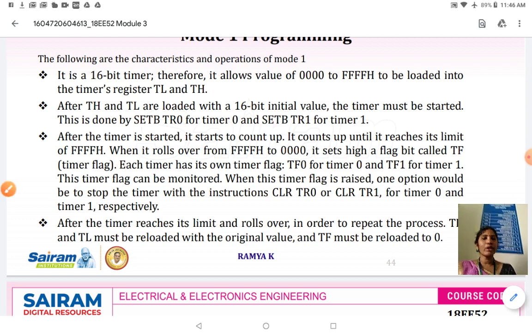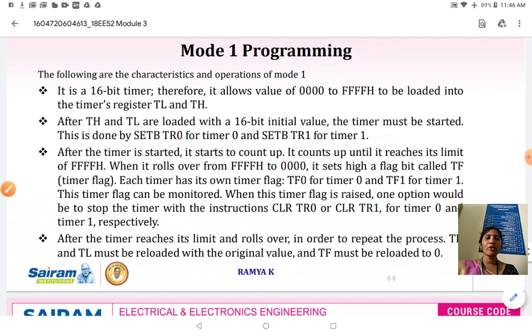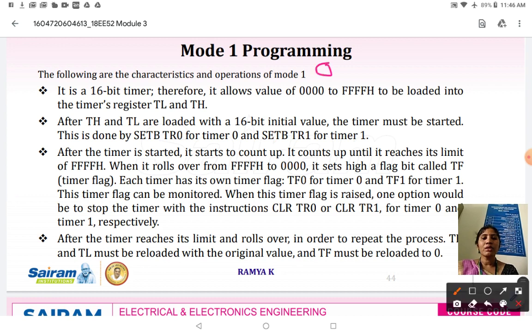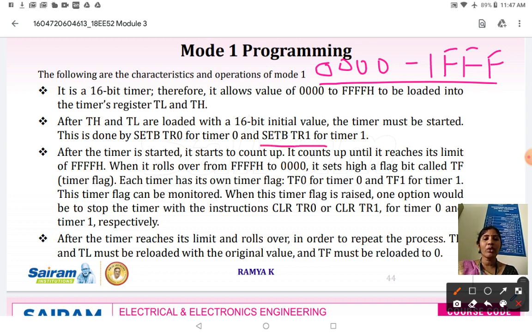First, we decide whether we are going to write the program in mode 0 or mode 1. Mode 0 means the minimum count is 0000 and the maximum count is going to be 1FFF. We need to load this value in the respective timer low register and high register. Then we have to start the timer. To start the timer, we give SETB TR1 or TR0 depending upon whether we are going to use timer 0 or timer 1.